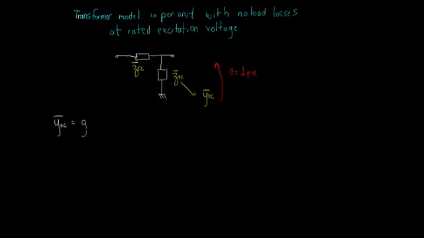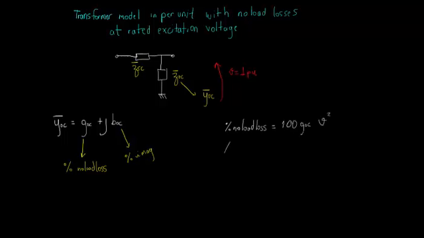This admittance can be broken into a conductance GOC and a susceptance BOC. The conductance is directly related to the parameter percent no load loss, and the susceptance is directly related to the percent imag, or magnetizing current. The relation is pretty simple. Percent no load loss is equal to 100 times GOC times V squared, and similarly, percent imag is equal to minus 100 times BOC times V squared, because, as we know, the magnetizing impedance has an inductive nature.